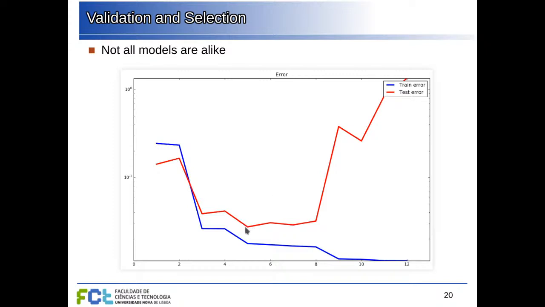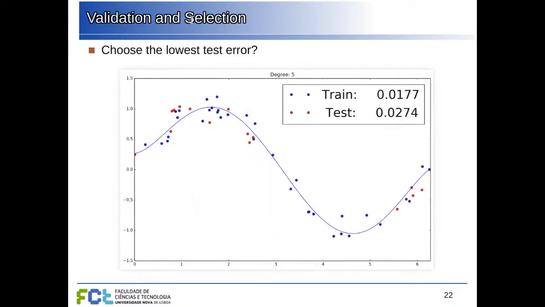So this would tell us, for example, in this case, we could look here at degree 5 and we could choose to use the polynomial of degree 5, and this particular hypothesis seems to be the best one that we have in this case. So we could do this as an approach to select the best hypothesis that we train here and also the corresponding model, the degree 5 polynomial, by choosing the one with the lowest test error. But however, there is a problem when we do this.